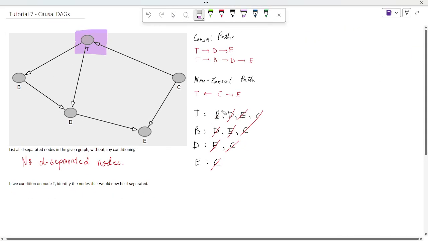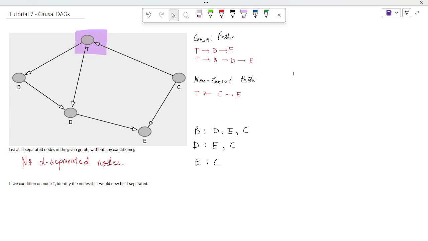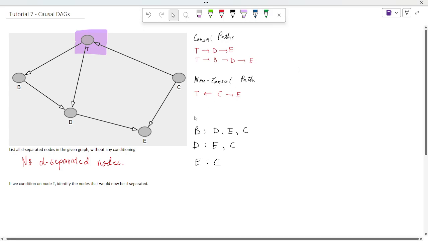And with that, I basically have to reevaluate all of these options. So let's see how that changes everything. First of all, I can get rid of t with all of these nodes, right? Because essentially when you are conditioning on t, you cannot look at whether it is d-separated with any node or not. All right, so you're going to look at all of these other combinations though.